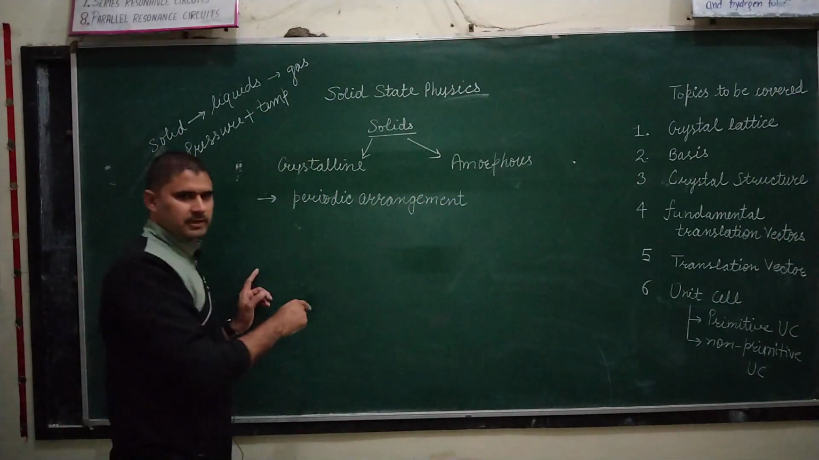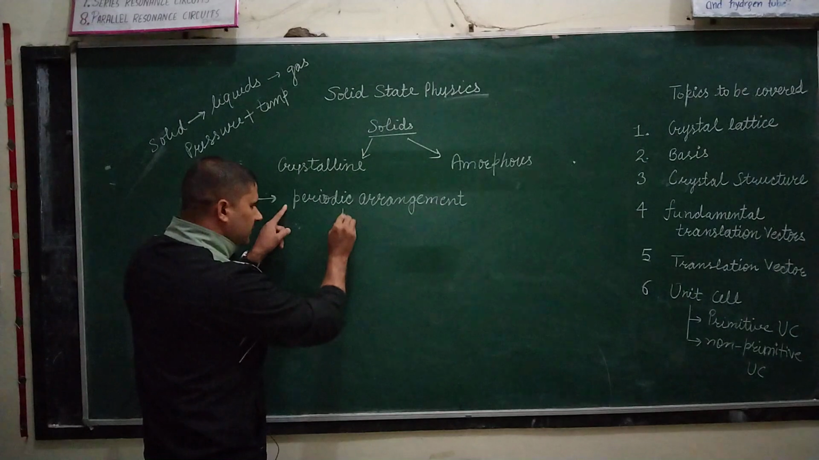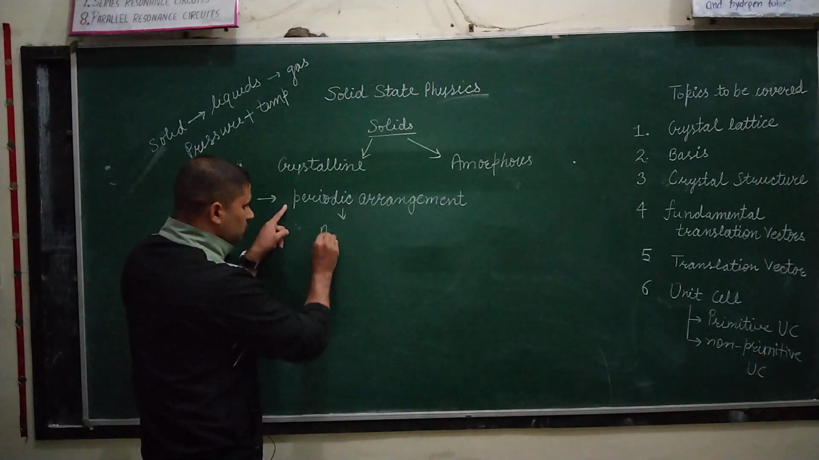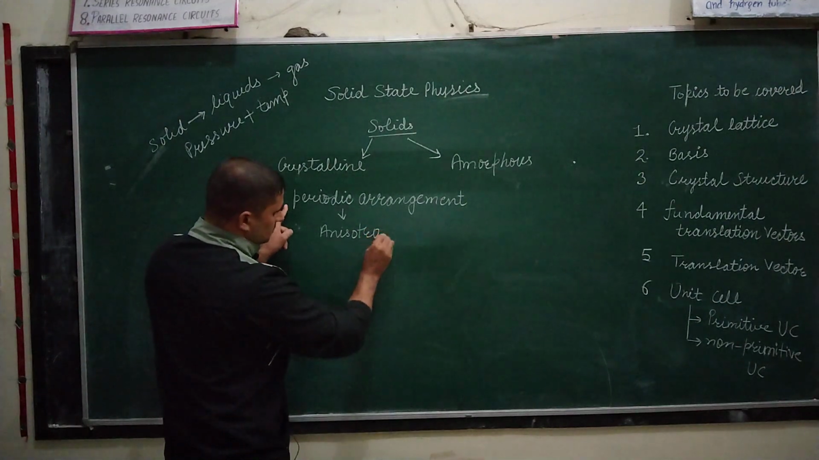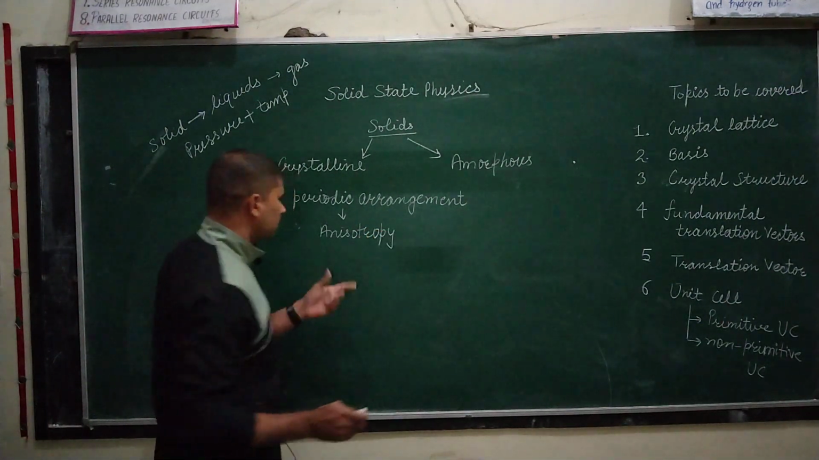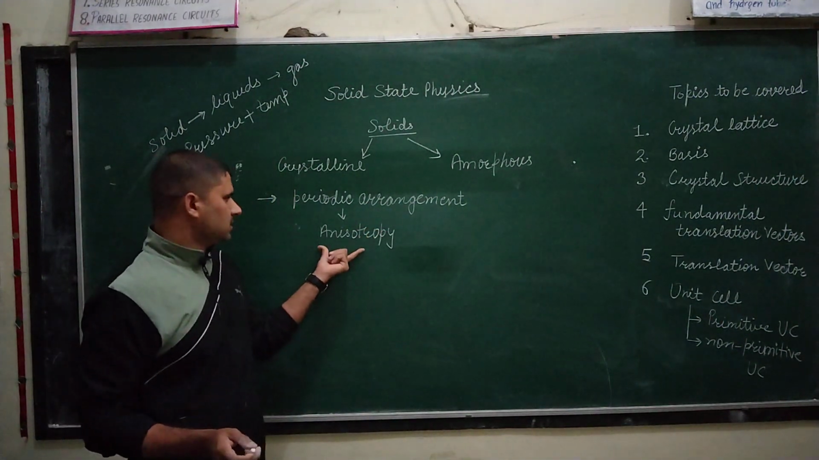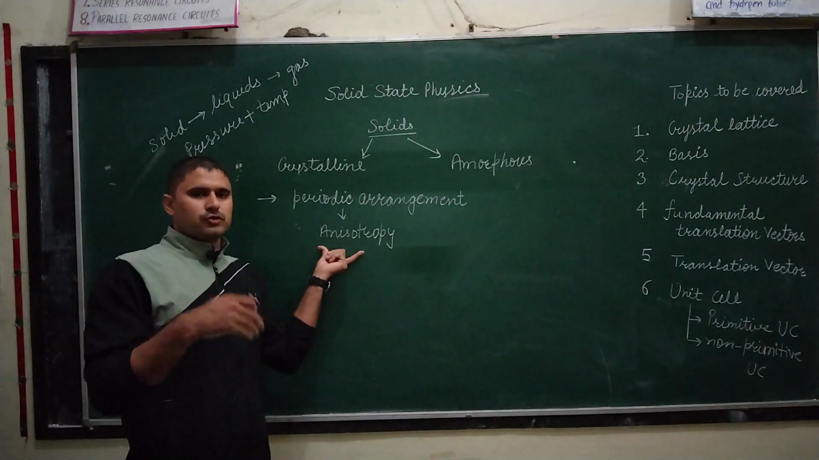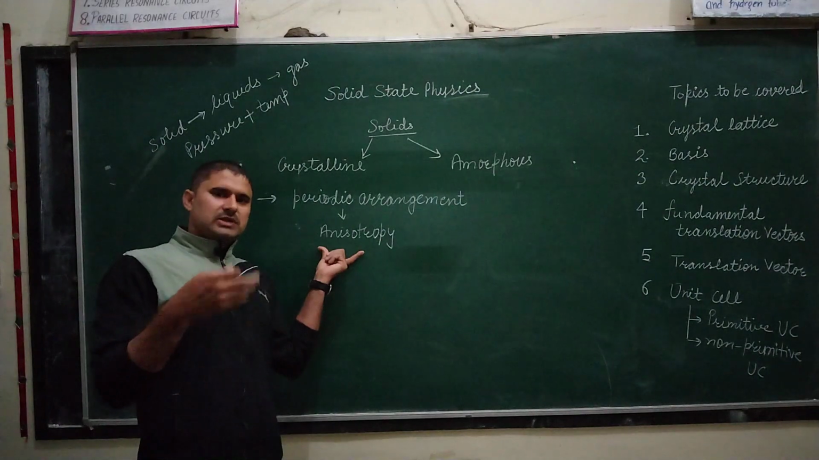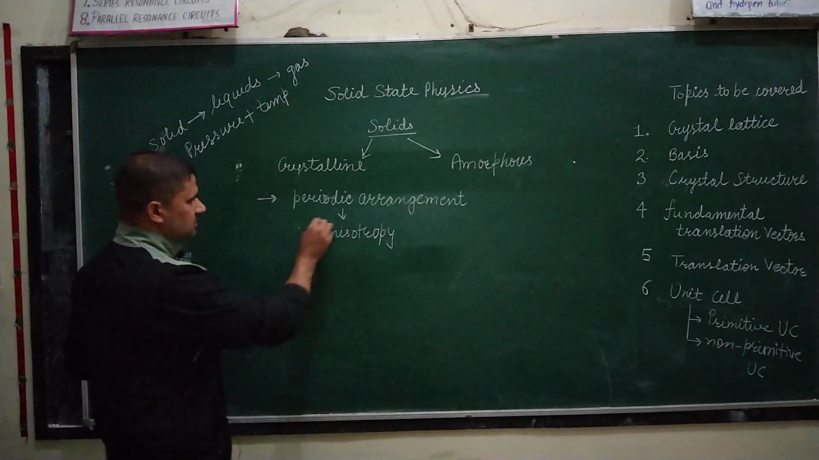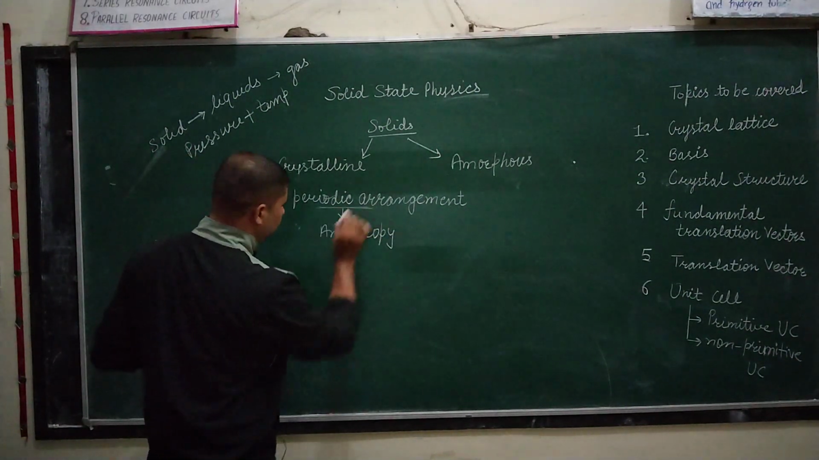This was the first property, and this periodic arrangement gives rise to anisotropy. Okay, so what happens in anisotropy? If you change the direction of observation, the physical property will change. Okay, so this is due to periodic arrangement.